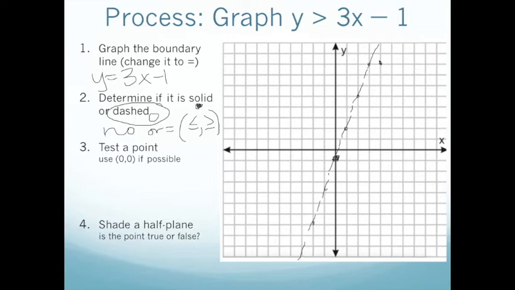Now, if 0, 0 is not on my line, that's the best number to test because 0 is easy to calculate. Looking at my graph, my y-intercept was -1, so 0, 0 is not on my line. Let's test 0, 0. If x is 0 and y is 0, we get 0 is greater than 3 times 0 minus 1. Is 0 greater than -1? Yes, it is. 0 is bigger than any negative number, and that means 0, 0 is a solution. That is colored in.